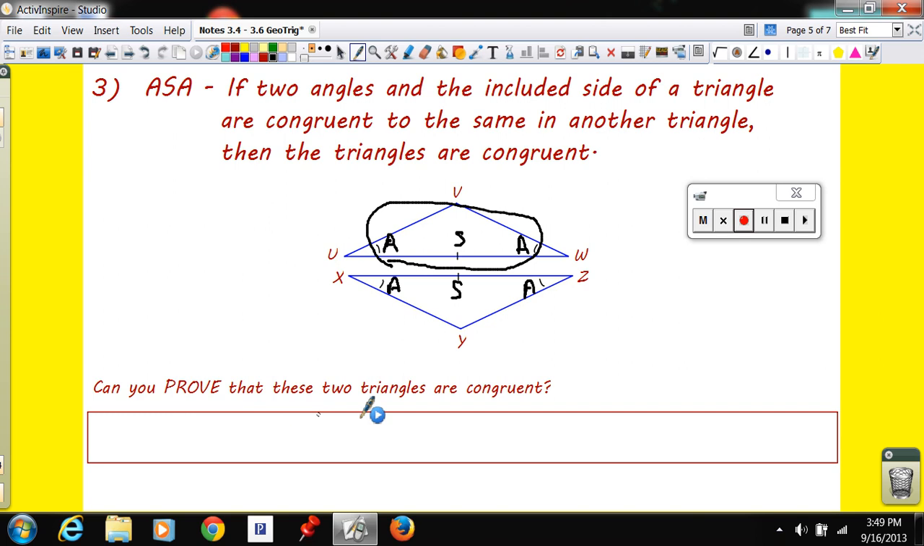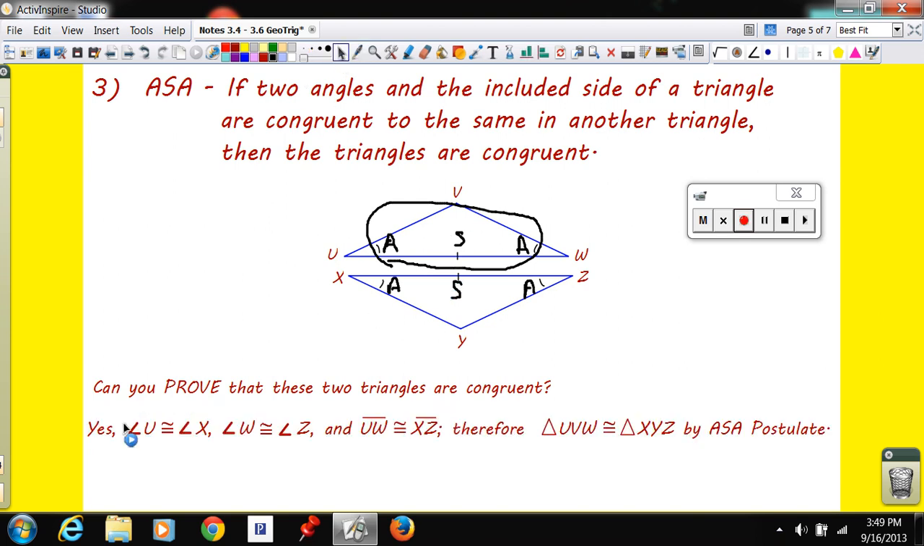So can you prove that these two triangles are congruent? And the answer is a resounding yes. Yes, these angles are congruent to each other, and UW is congruent to XZ. So the two triangles are congruent by the ASA postulate. ASA. Remember, pause it anytime so you can get them copied.